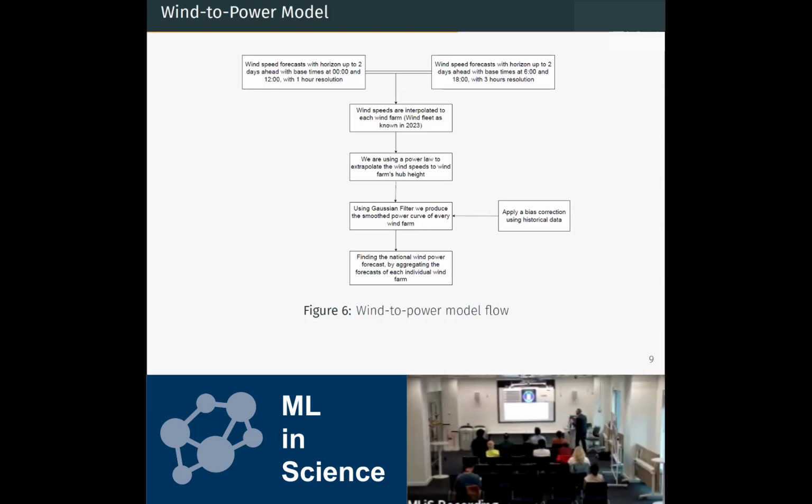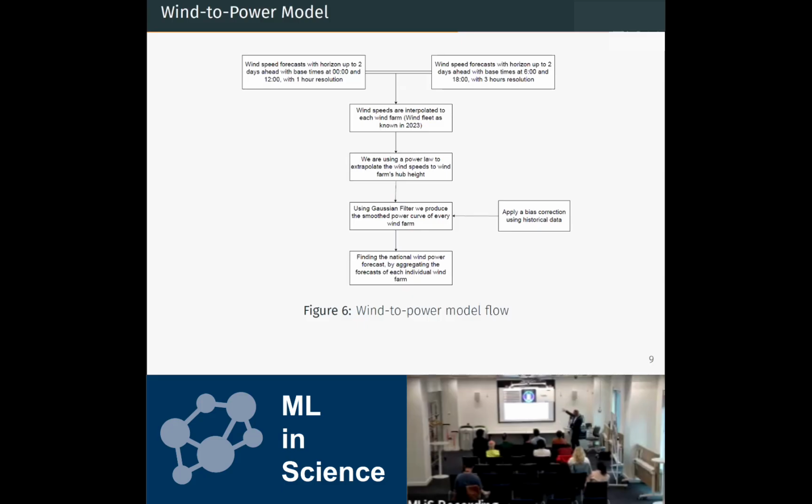I will be very brief on that. We are including wind speed forecasts with a horizon of up to 2 days ahead, with base times. Base time is the time that we release the forecast. This is not exact, because the ECMWF have these base times, but they have a 5 to 6 hour lag to release due to technical reasons: they need to fit the models and produce the forecast, but the actual times are those.